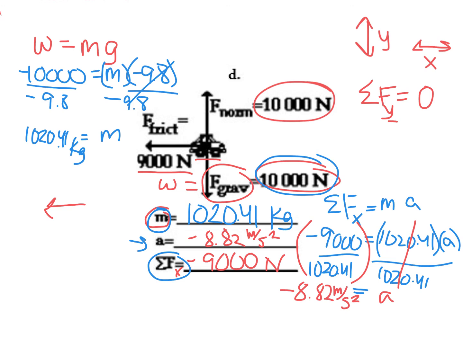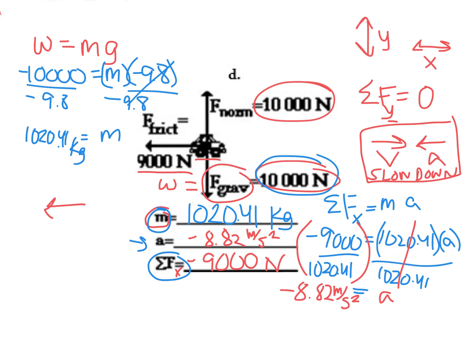Well, the direction of the car has to be moving forward, right? Because friction is moving against it to the left, backwards. And if I look at my acceleration, it is negative, so that's backwards. So is this car speeding up or slowing down? It has to be slowing down. Why? Because it's decelerating. Velocity and acceleration are in opposite directions.